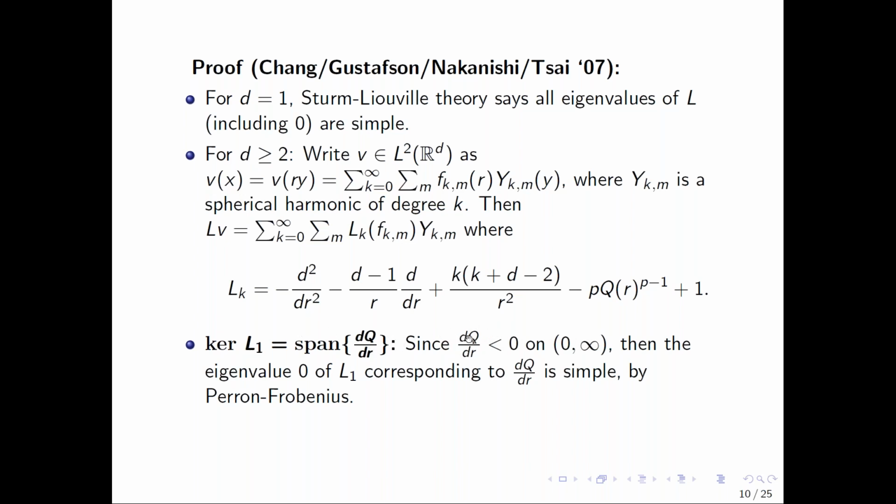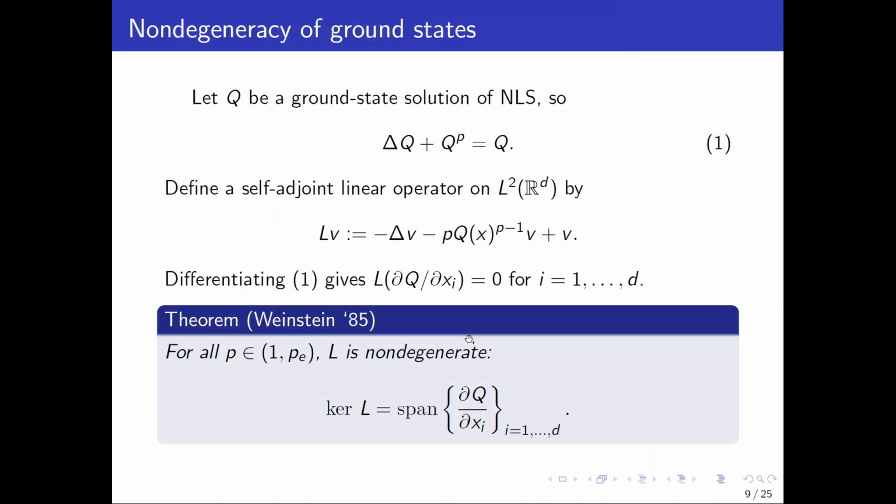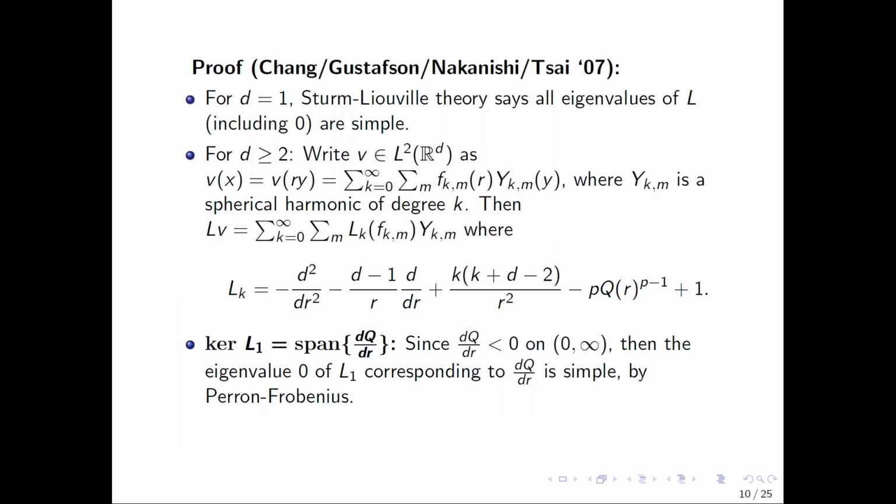The reason for that is because, as I said in the previous slide, ∂q/∂xi is in the span of L, and ∂q/∂xi is just dq/dr times a spherical harmonic of degree 1, namely xi over r. So if you take dq/dr and multiply it by xi over r for i equals 1 to d, you'll get all the functions in the kernel of L. So that means that this fact here, that the kernel of L1 is a span of dq/dr, already gives you all of the functions in the kernel of L.